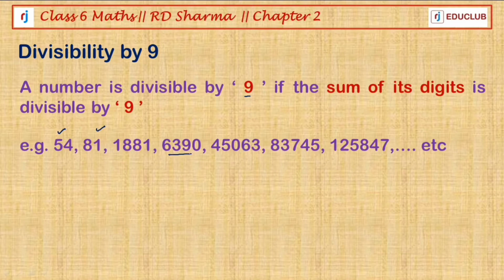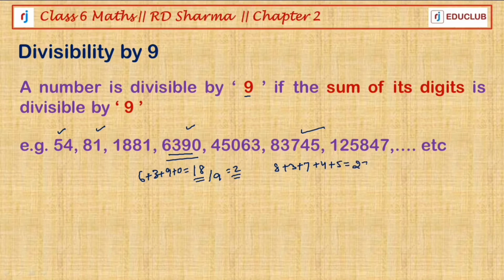Let us check one number, 6390. The sum of the digits is 6 plus 3 plus 9 plus 0, which is 18. This is divisible by 9, so we can say this number is divisible by 9. Similarly, see another number, 83745. 8 plus 3 is 11, plus 7 is 18, plus 4 is 22, plus 5 is 27. Now 27 is divisible by 9, so we can say this number is divisible by 9.